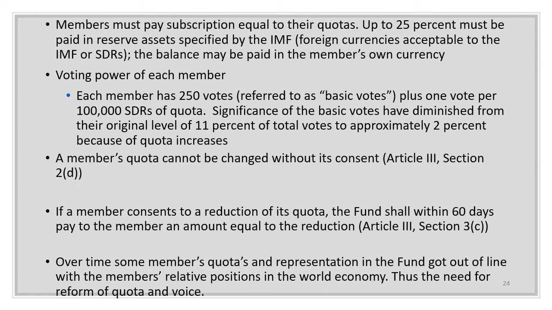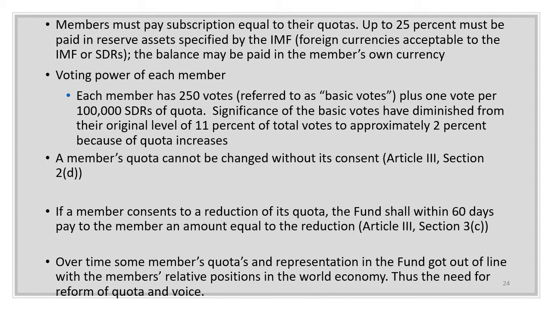The voting power for each member has 250 votes, referred to as basic votes, plus 1 vote per 100,000 SDRs of quota. The significance of the basic votes has diminished from their original level of 11% of total votes to approximately 2% because of the quota increases. A member's quota cannot be changed without its consent. If a member consents to a reduction of its quota, the fund shall within 60 days pay to the member an amount equal to the reduction.